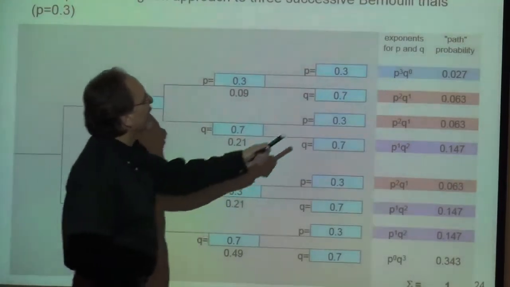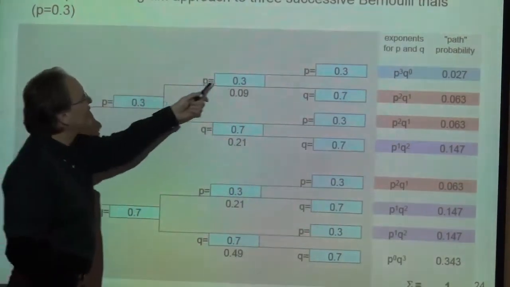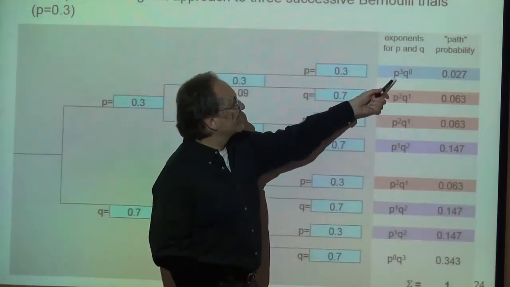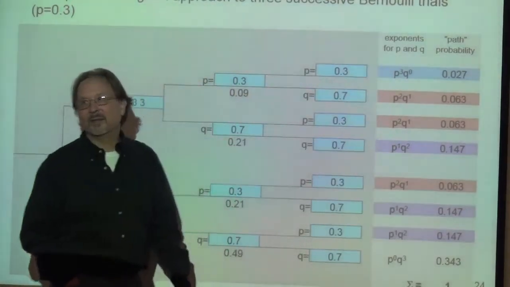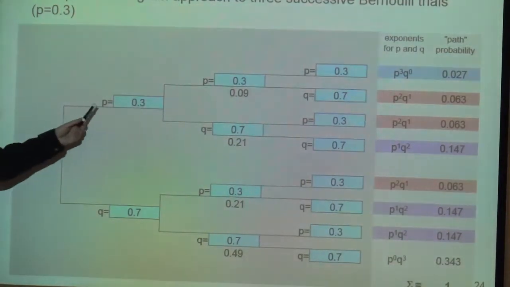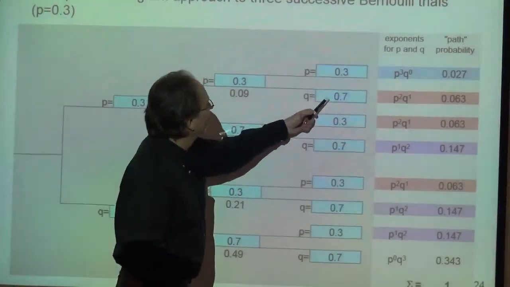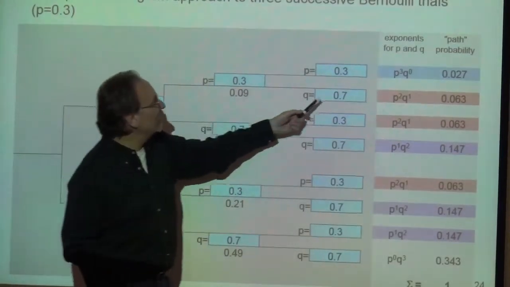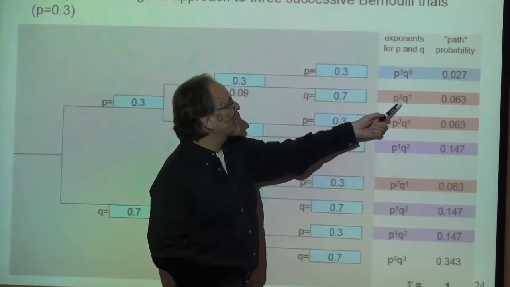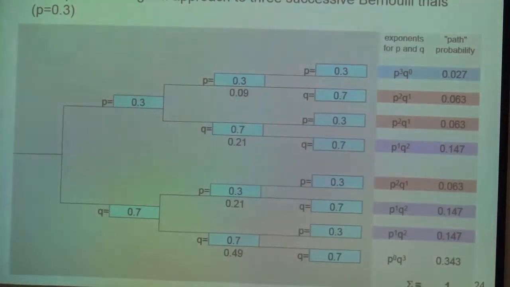And then I look at the components for P and Q. I had 3 P's and 0 Q's, so that's what the exponent would be. It's P to the 3rd, Q to the 0. Go to this path, P times Q. So I had 2 P's, 1 Q, and so those are my exponents, and the probability of that path is 0.063.